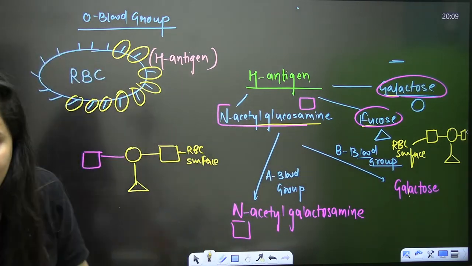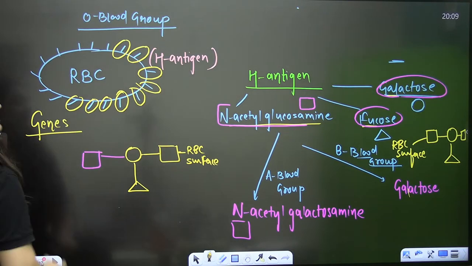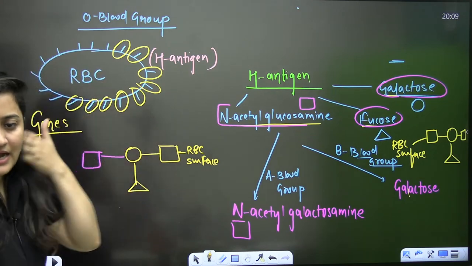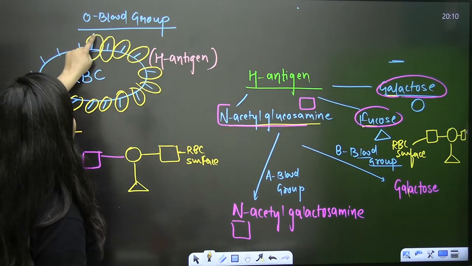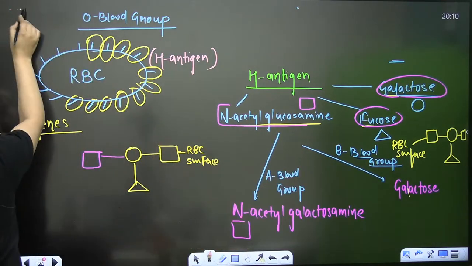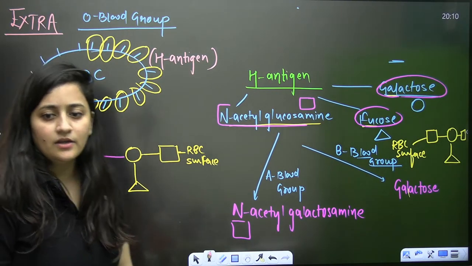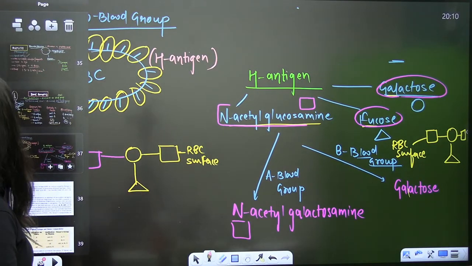And who is going to decide that, Rahul? Genes, the alleles. So this H antigen is basic, and even your O blood group will have that. As I said, this is extra. If you want to take it, you can. If you don't want to, leave it. Fine. So this is about the blood groups here.